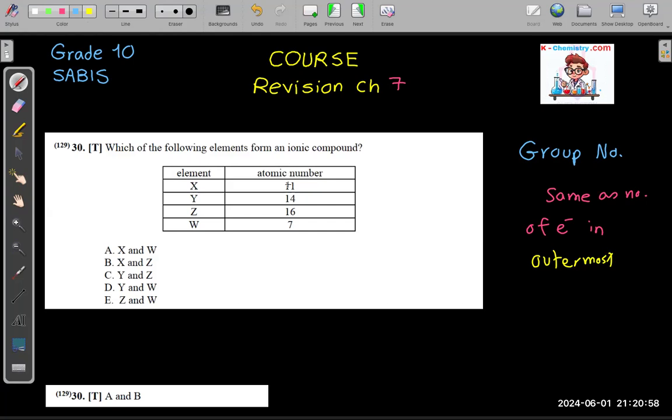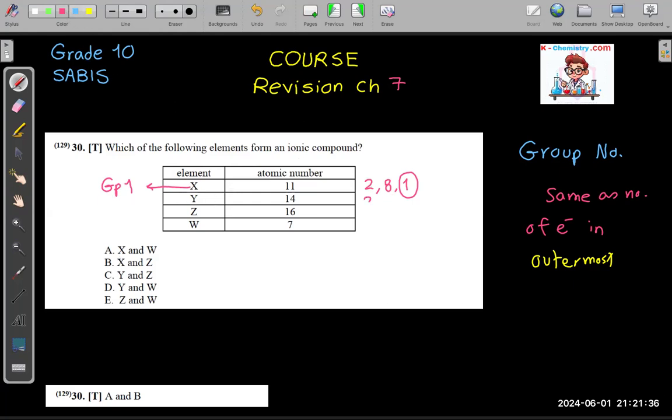X has 11 electrons. How do you know? The atomic number is 11, so the number of electrons is 11. How can you distribute the 11? The first shell carries 2, the second carries a maximum of 8. What is remaining from 2 and 8? 10, so remaining is 1. So how many electrons are in the outermost shell? 1. So X is in group 1.